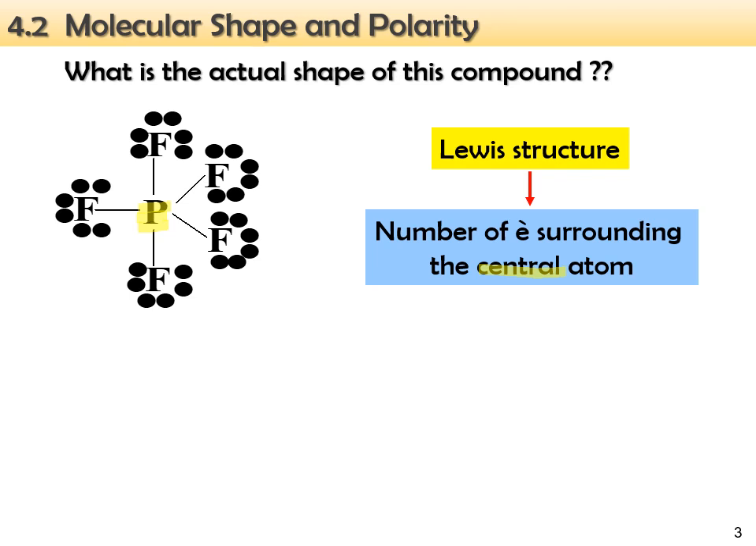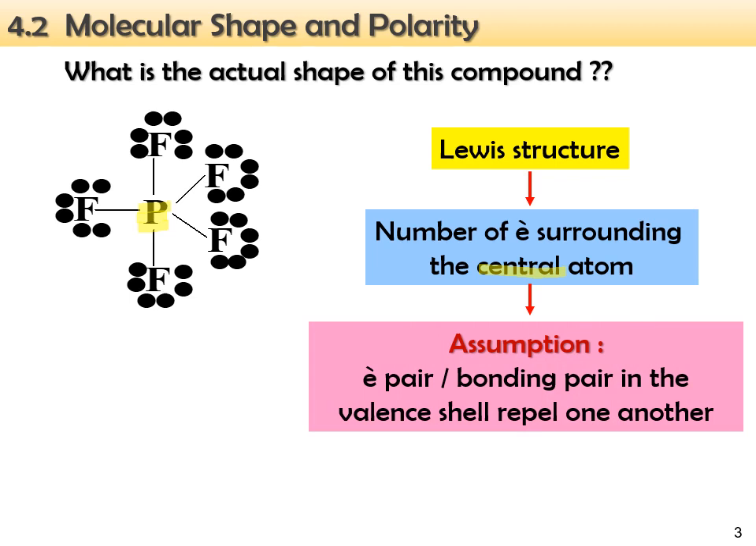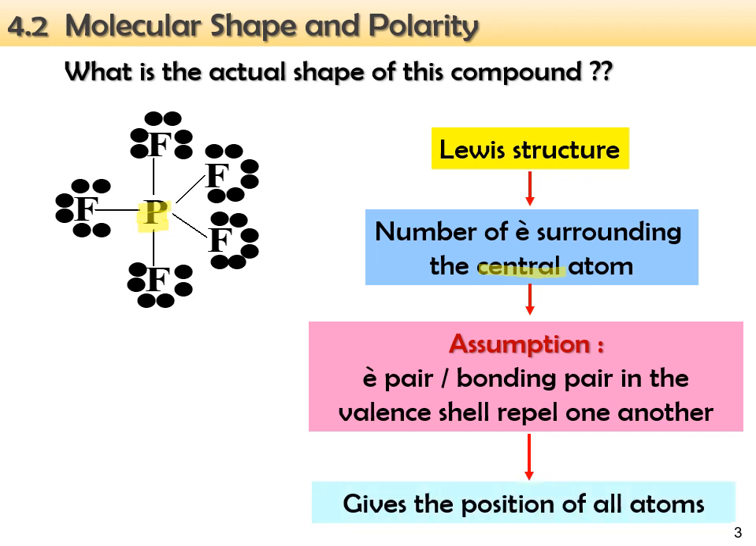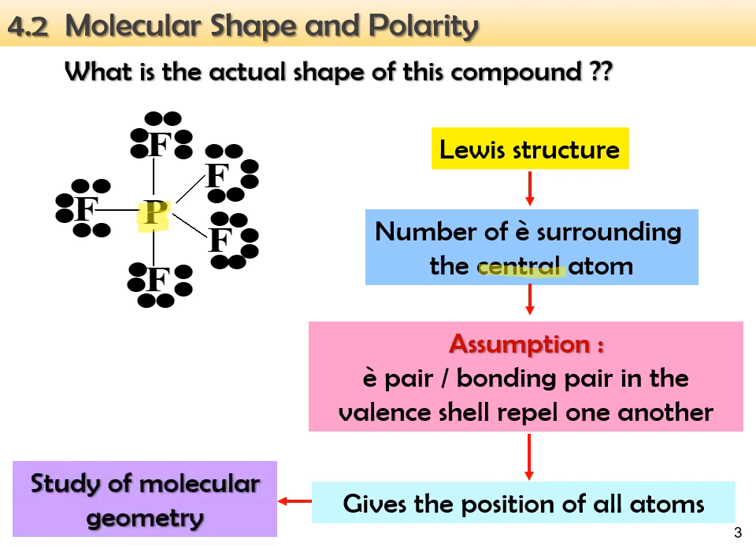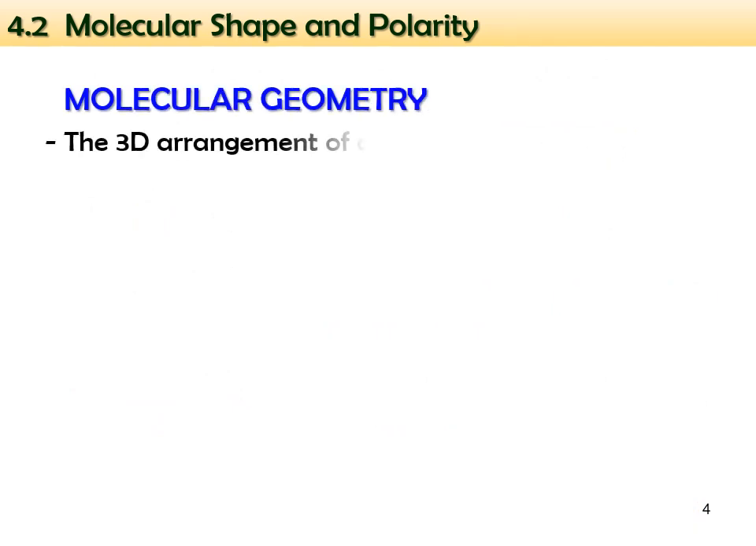So this molecule exists as expanded octet. So you need to make an assumption. Electron pair or bonding pair in the valence shell should repel one another. It will give the position of all the atoms here in space, how they arrange themselves in space. And then next, you will determine the molecular geometry. And this is all about VSEPR, valence shell electron pair repulsion. Okay, so let's look into detail.